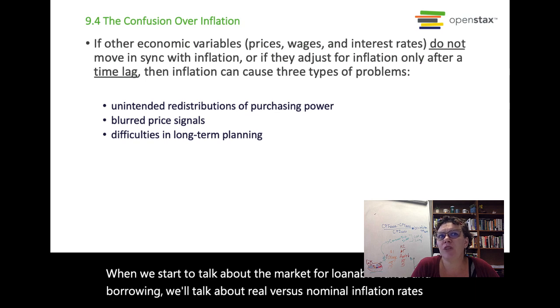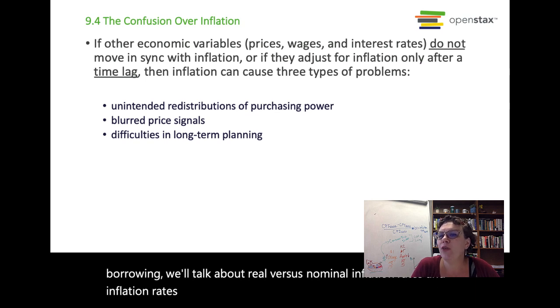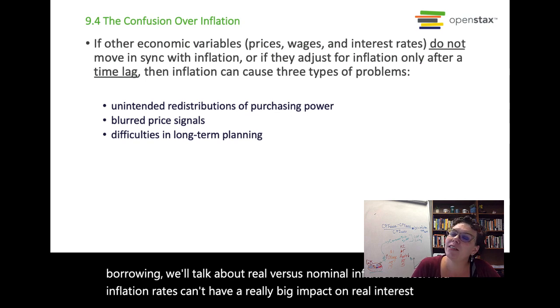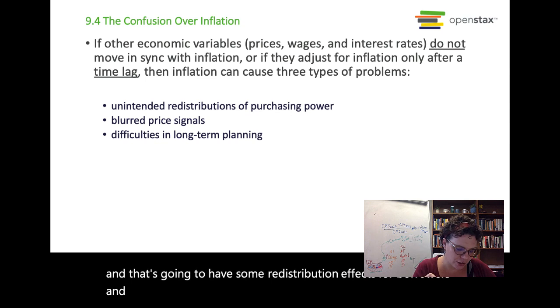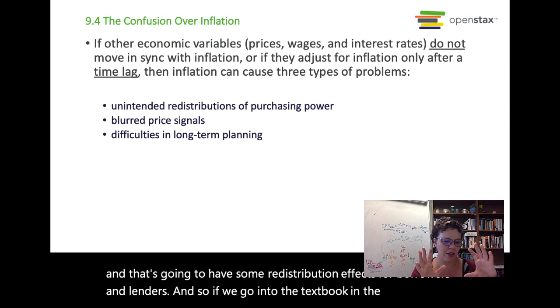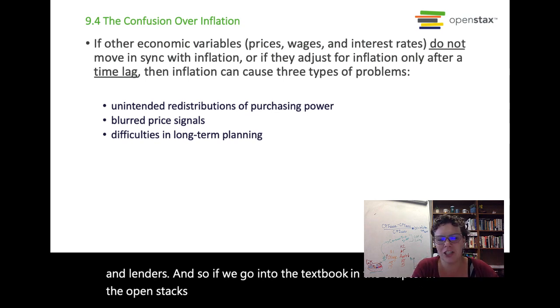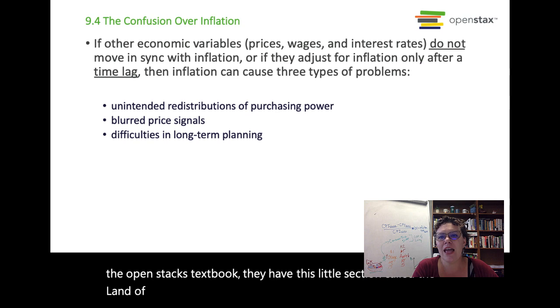And inflation rates can have a really big impact on real interest rates, and that's going to have some redistribution effects for borrowers and lenders. And so if we go into the chapter in the OpenStax textbook, they have this little section called the land of funny money. And basically they give you this hypothetical situation.